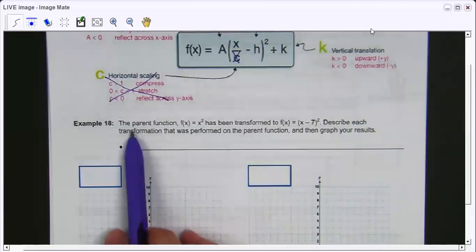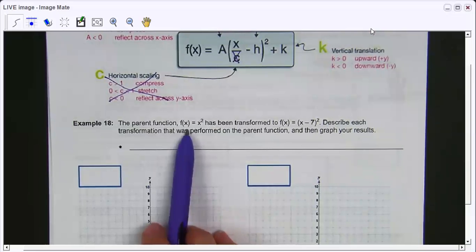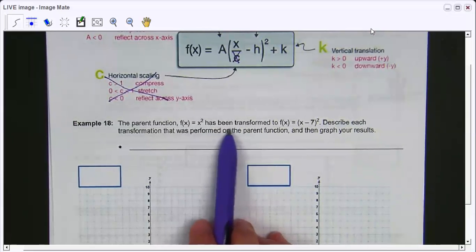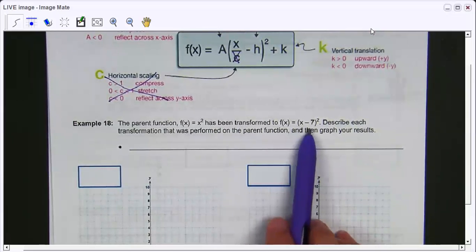All right, the parent function, f of x equals x squared, has been transformed with this one.